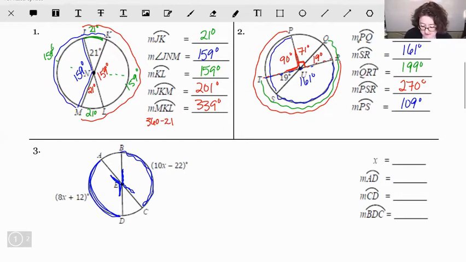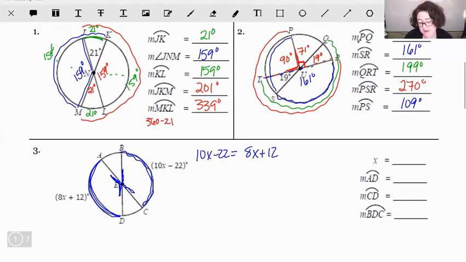Okay, so let's just set them equal. So 10x minus 22 equals 8x plus 12. And in fact, anytime you see that, if you know that the angles that cut off the arcs are equal, well, then the arcs have to be equal. We saw that with our vertical angles that we looked at in 1 and 2, with the 19 in number 2 and the 21s in number 1. So let's solve that for x and see where it gets us.